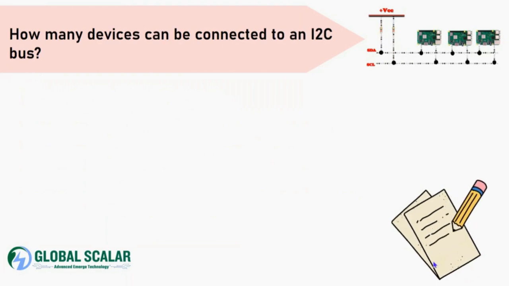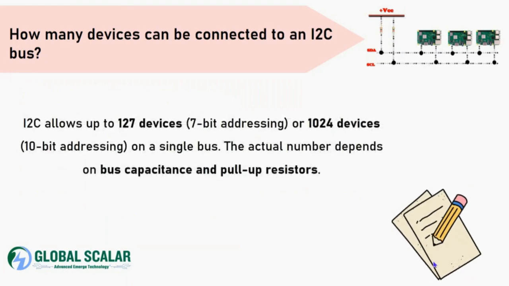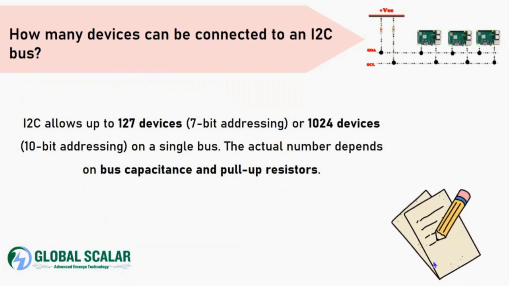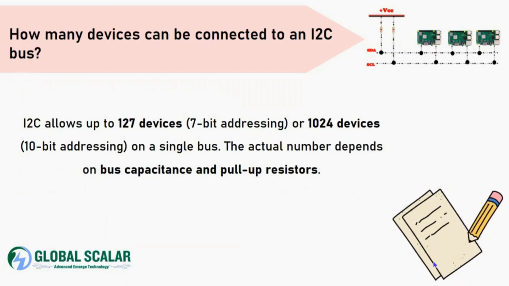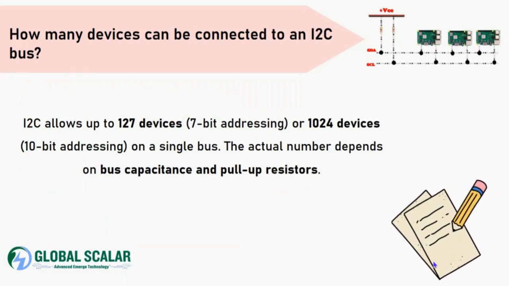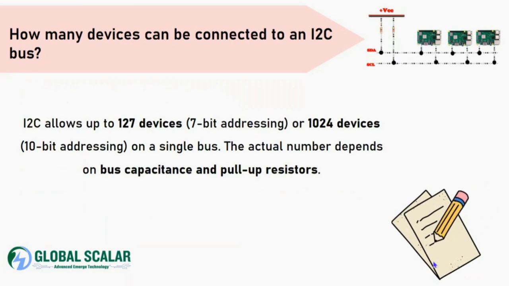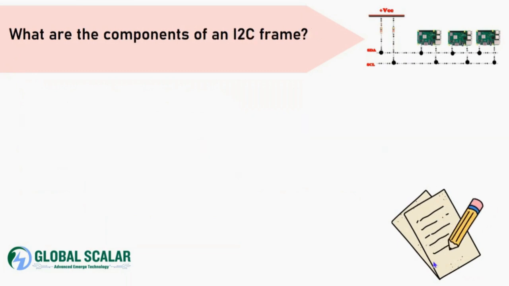How many devices can be connected to the I2C bus? It depends upon the address bits that we configure. Suppose we are configuring 7-bit addressing, that allows 127 devices, and 10-bit addressing allows 1024 devices on a single bus. The actual number depends on the bus capacitance and pull-up resistors.